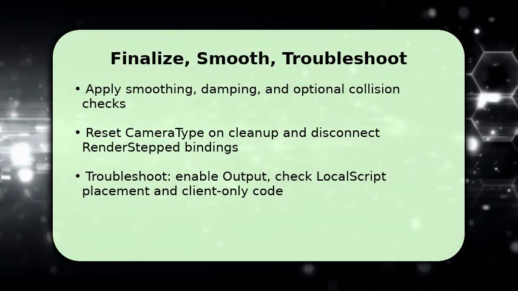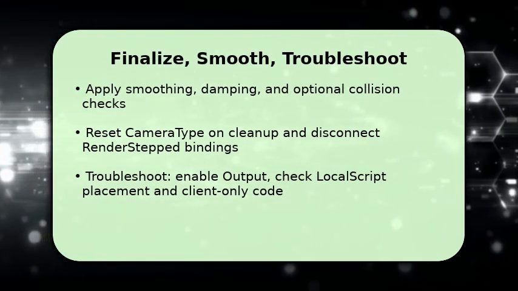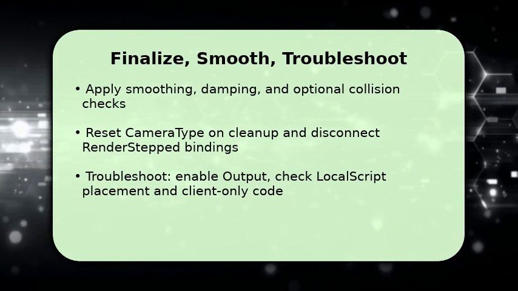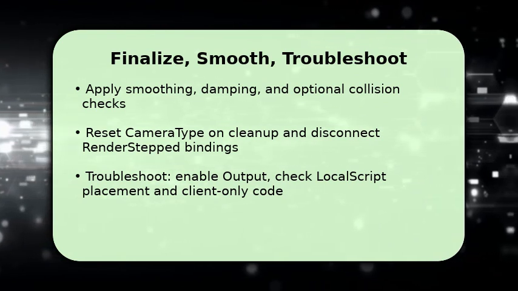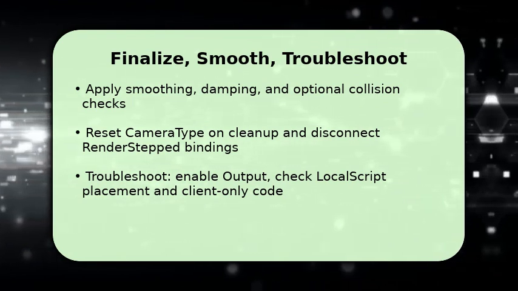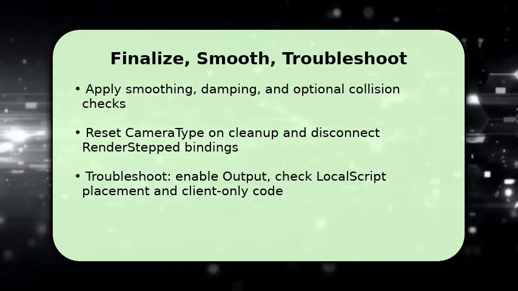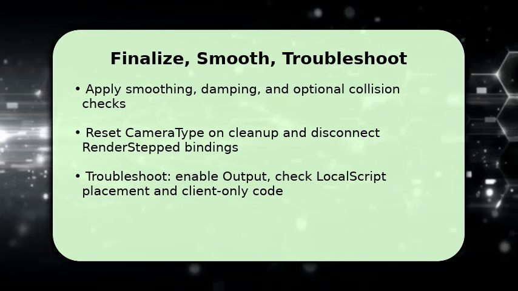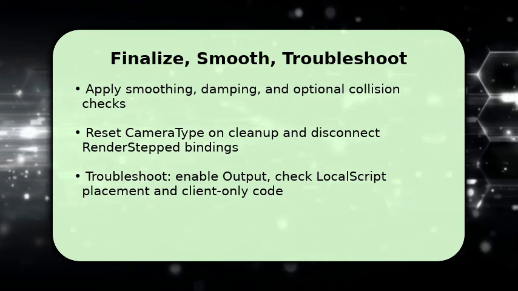Add damping for velocity-based motion or exponential lerp to remove jitter. Include a collision raycast if you need camera obstruction handling. When the player leaves or the character respawns, reset camera.CameraType and disconnect the render step to avoid orphaned updates.